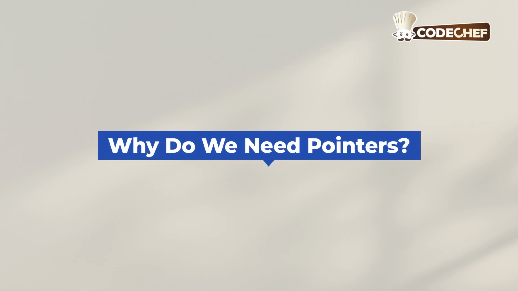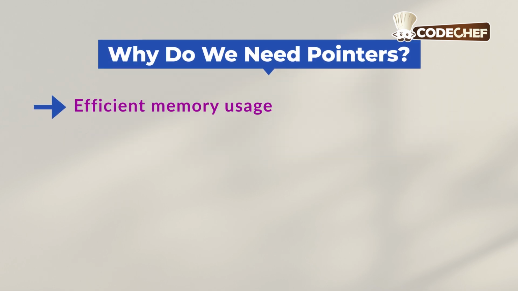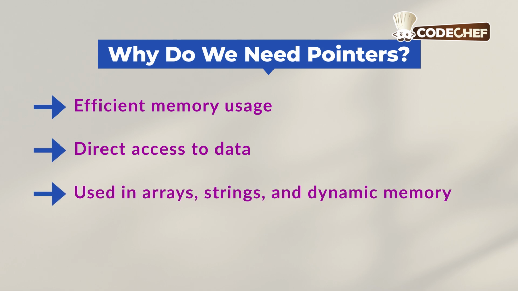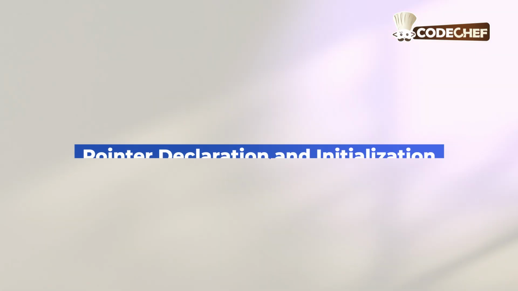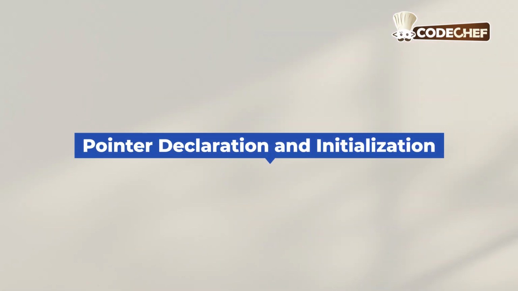Now why do we need pointers? Because they help us in efficient memory usage and direct access to data. They are used in arrays, strings and dynamic memory, and they are required for data structures like linked lists, trees and graphs. Now let us discuss pointer declaration and initialization.